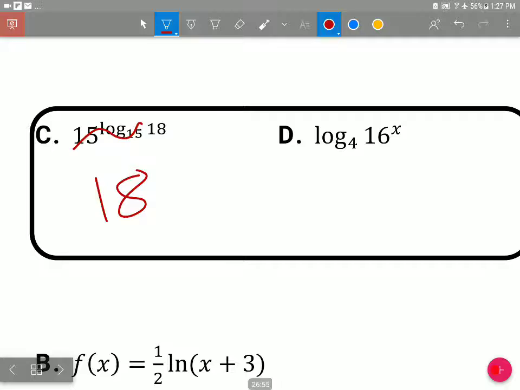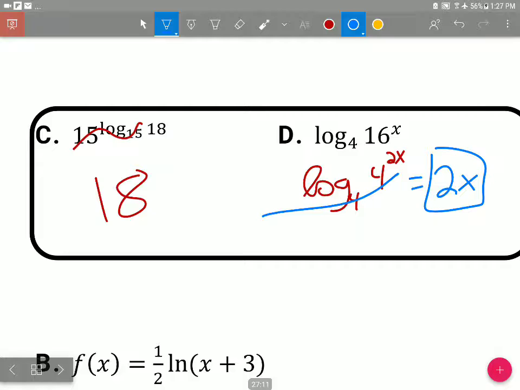Are those the same base? Good. We can make it the same base. Turn the 16 into a what? 4 squared. So that's 4 to the 2x. Now those can go away, and you're left with 2x. Cool? All right, so that's just one of those properties that you just kind of need to know about. All right, they undo each other.